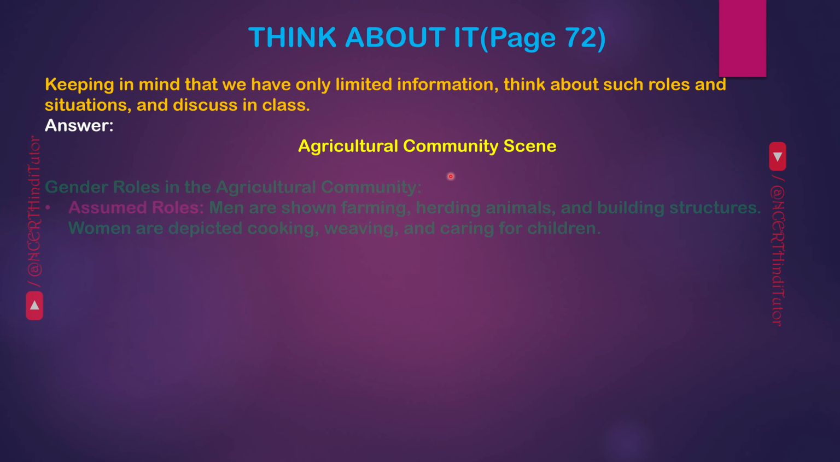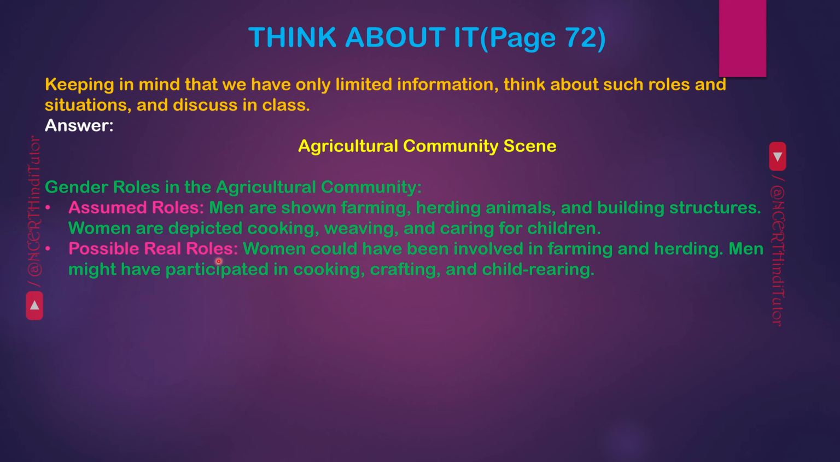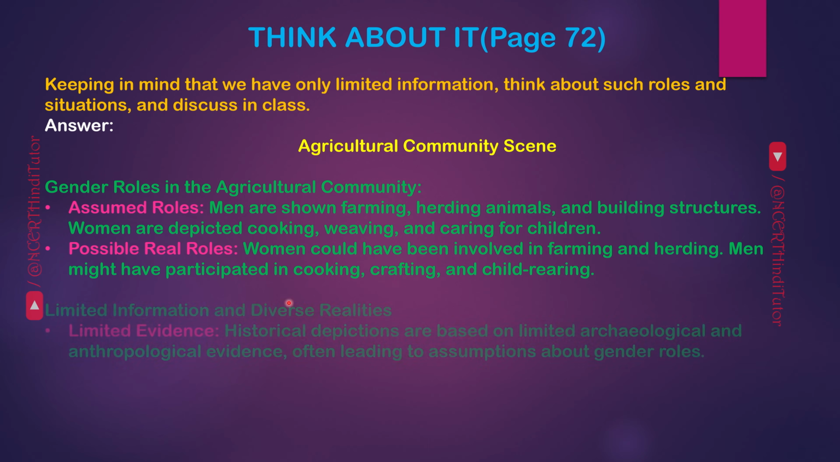Agricultural community scene. Gender roles in the agricultural community, assumed roles. Men are shown farming, herding animals, and building structures. Women are depicted cooking, weaving, and caring for children. Possible real roles: women could have been involved in farming and herding. Men might have participated in cooking, crafting, and child rearing.